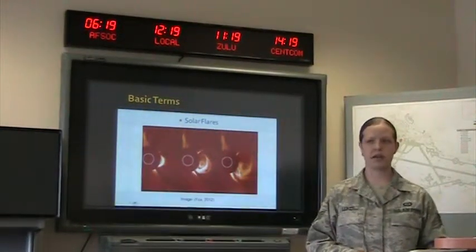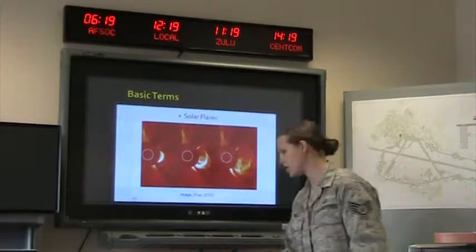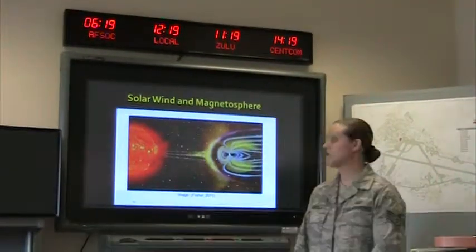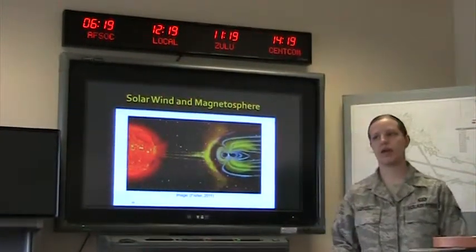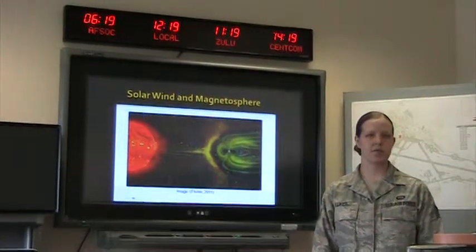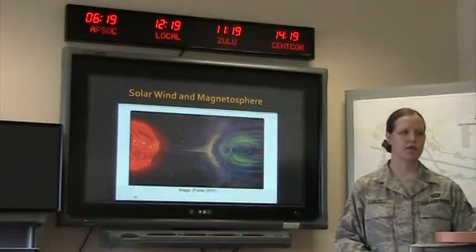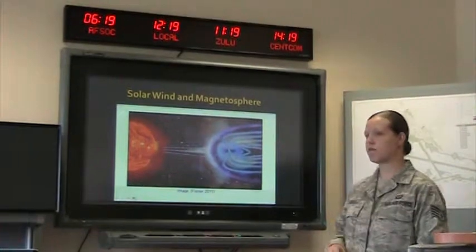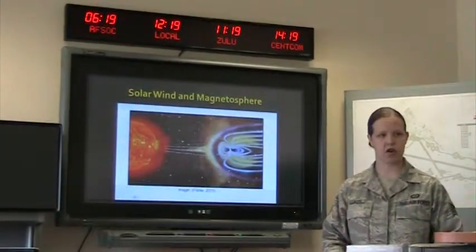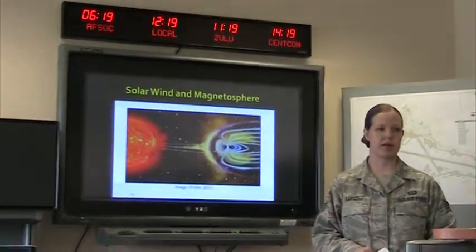Solar flares are simply an explosive release of energy coming from the Sun. The last two terms I'm going to talk about are solar wind and magnetosphere. Solar wind is simply a continuous stream of particles coming from the Sun. Magnetosphere is the area of space where charged particles from the Sun interact with the Earth's magnetic field.